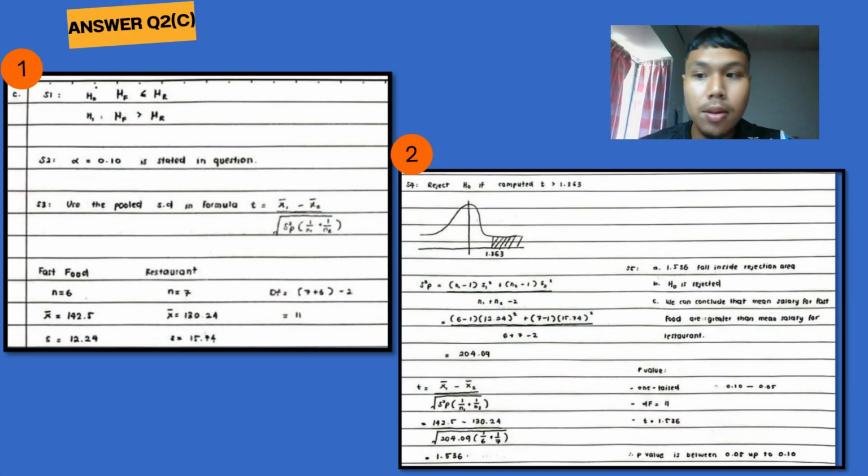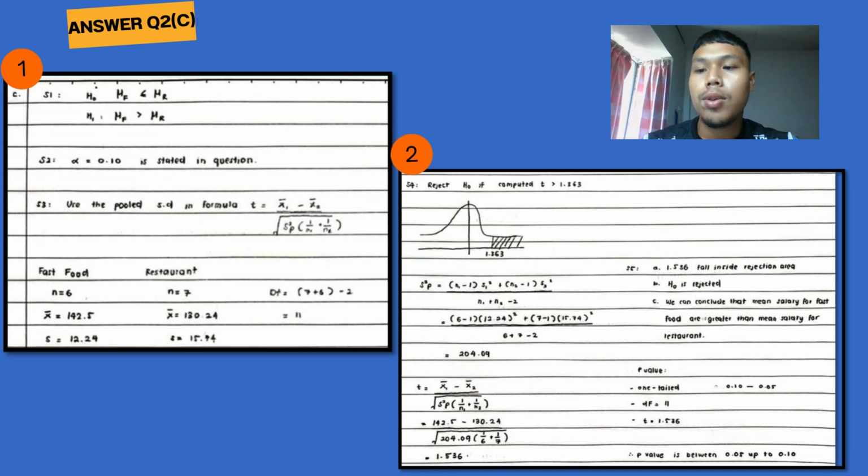So for question 2C, our step 1 will be to state the hypothesis. Our mu F, which is for the fast food, must be bigger than mu R for the restaurant. So our H0 is mu F less than or equal to mu R. The second step is we state the significance level, which is 0.1 from the question.